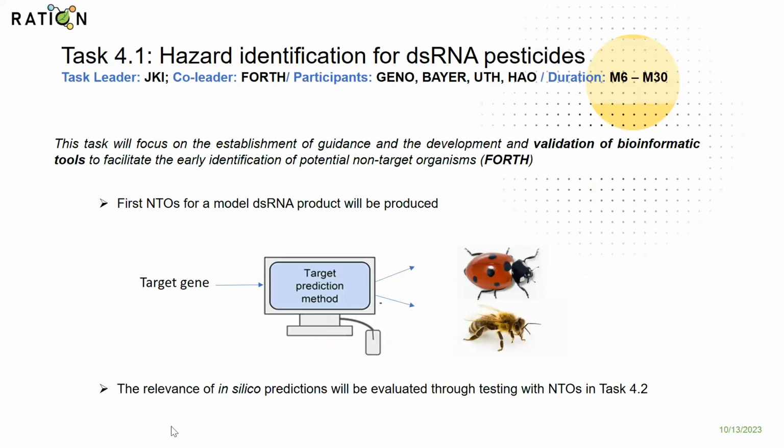So the first task deals with hazard identification. Here we will focus on the establishment of guidance and the development and validation of bioinformatic tools to facilitate the early identification of potential non-target organisms. We are going to take the double-strand RNA we are working with, and then use bioinformatic analysis to predict which non-target organisms could be targeted, and the relevance of the in silico prediction will be evaluated through testing with non-target organisms in the next task.